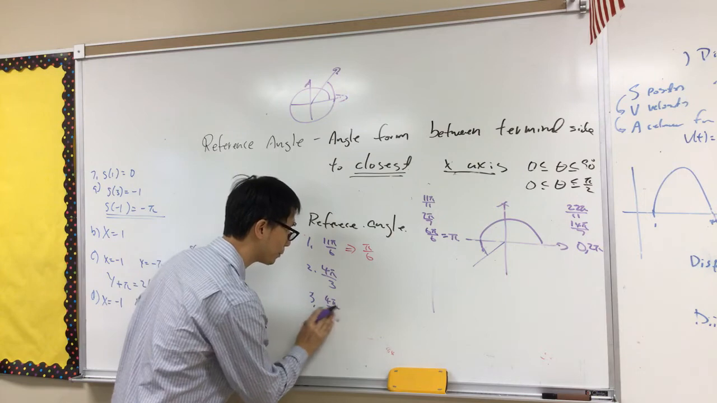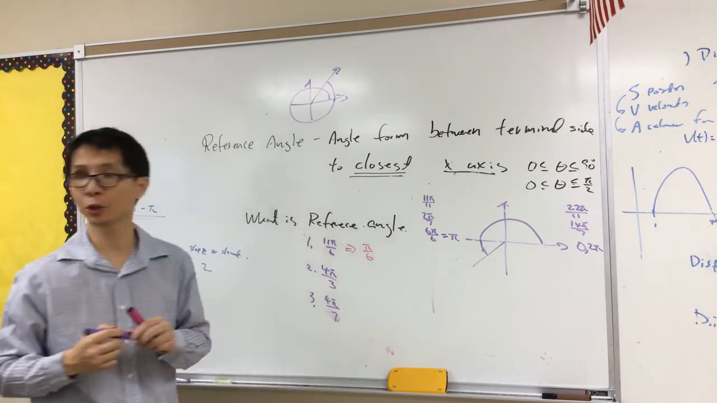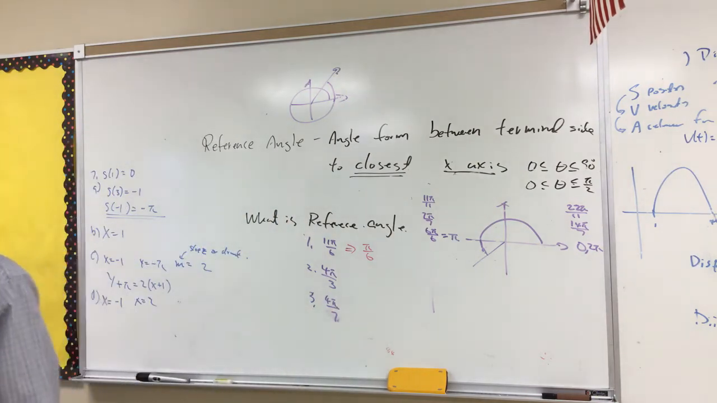Not 4 pi, 4 pi over 7. Do you know what's the reference angle of 4 pi over 7? Don't think about it. Process for 30 seconds, and you should raise your hand. 4 pi over 7. Negative 3 pi over 4 pi over 7.